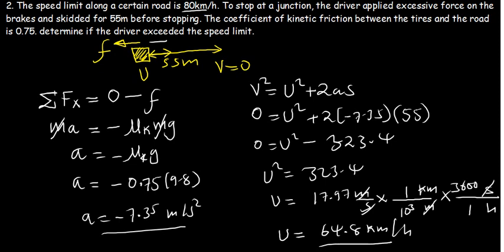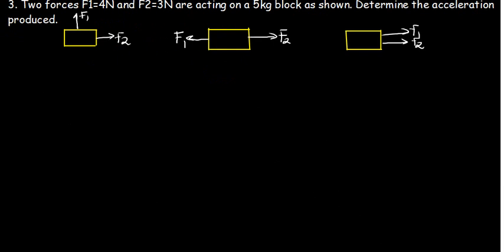This means that the speed limit was not exceeded, because we can say the speed limit is higher than the velocity at which the vehicle is moving. Question number 3. Two forces F1, which is 4 newtons, and F2, which is 3 newtons, acting on a 5 kg block as shown. Determine the acceleration produced. So in this first case, what will be the acceleration produced?